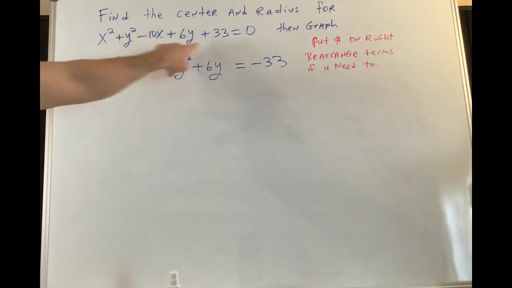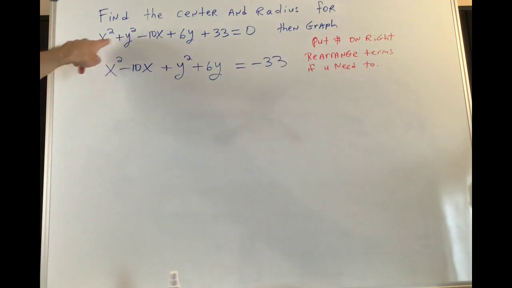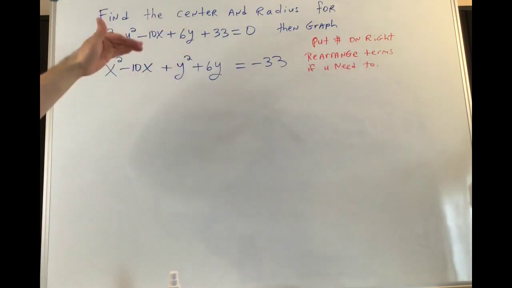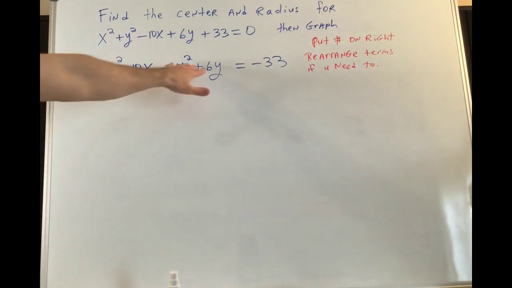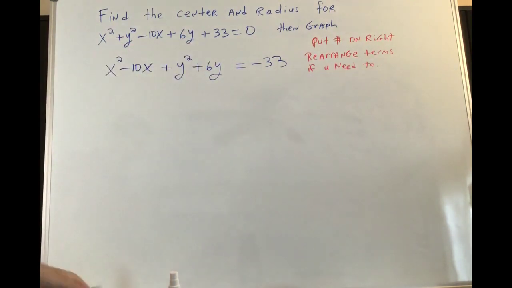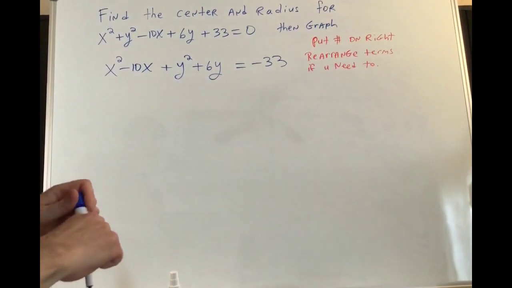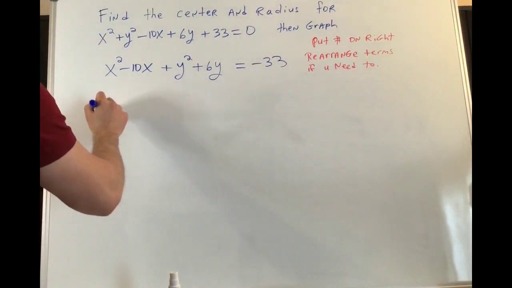But most of the time they tend to write it like this. They tend to put the x squared and the y squared together and then the x and the y together. You don't want it like that. You want the x squared and the x together and the y squared and the y together. So rearrange. Now, I'm going to start getting ready to complete the square. I'm going to create the space that I need.